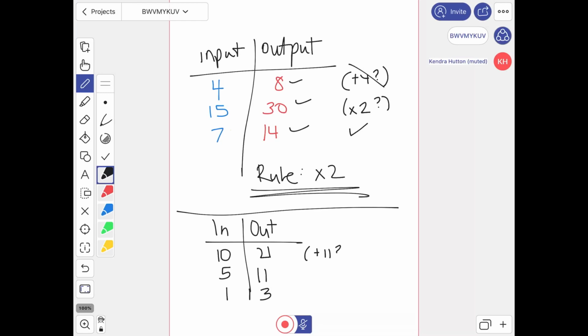So after the 10, I'm thinking, maybe it's add 11. That would get me 21, but that doesn't work for the 5. So 10 gets me 20 if I multiply by 2. It's almost like multiplying by 2, but it's one more. 5 times 2 is 10. Oh, you would add one more to that as well to get 11. And 1 times 2 is 2 plus 1 more is 3. The rule must be times 2 and then add 1 after. Okay? You get the idea.